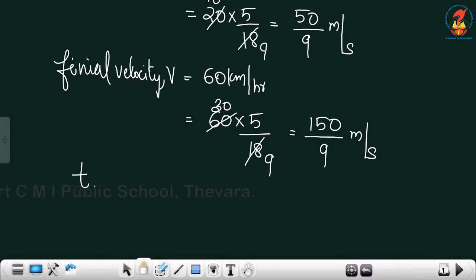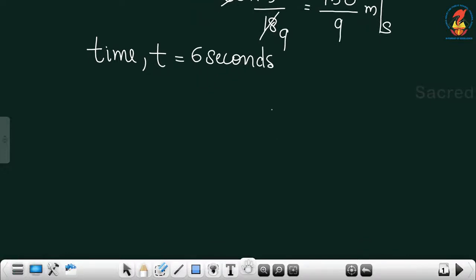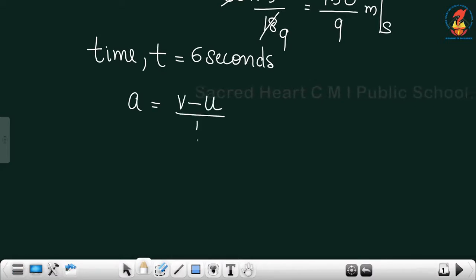Now we need to write time. Time t equal to, the time given is 6 seconds. Now we will write the equation: a equal to v minus u by t. Final velocity minus initial velocity by time.